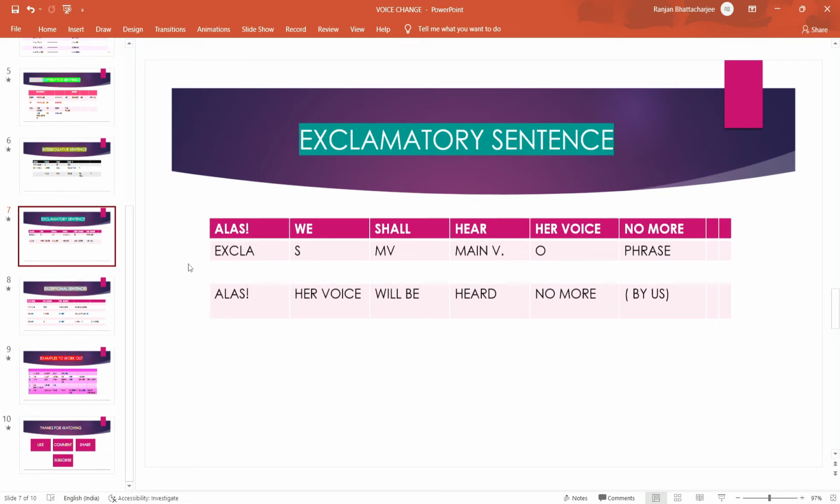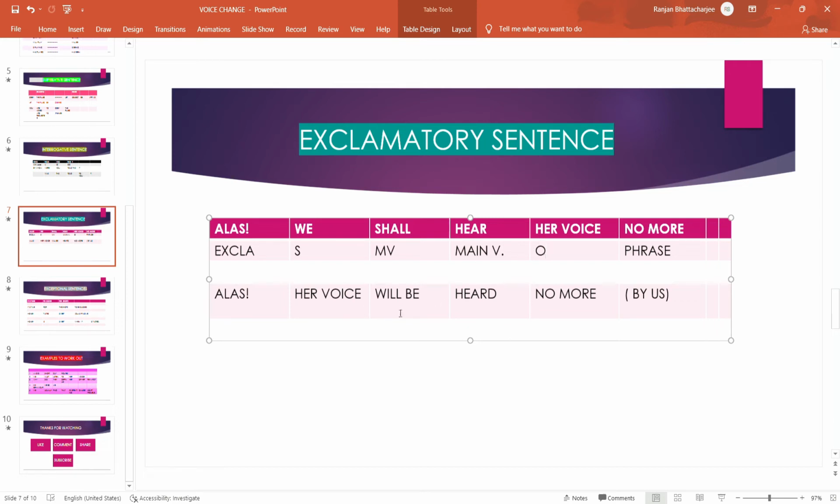In the case of exclamatory sentences, before converting any sentence, first you should identify what is what. Alas is the note of exclamation, that is, the words or expressions used in an exclamatory sentence. Next, we is the subject, shall is the modal verb, hear is the main verb, her voice is the object, and no more is a phrase. This is the first duty to complete. Second, in an exclamatory sentence, these exclamatory expressions remain in the same place, in the same way. So alas remains alas with the note of exclamation. Then comes the object, her voice.